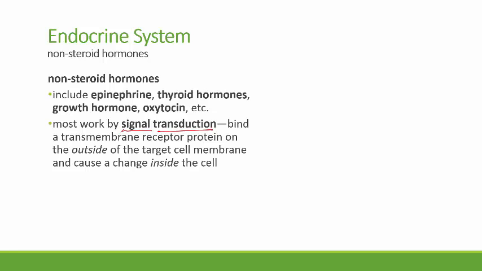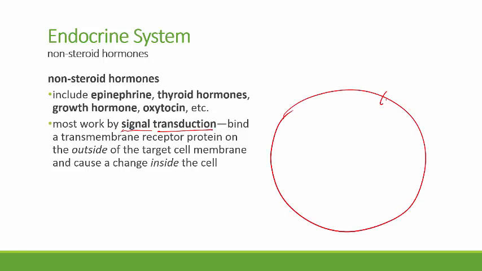Signal transduction means that if this is the cell, and we have a receptor here that has a surface both inside and outside the cell, when the hormone binds here at what's referred to as the binding site, which is on that receptor protein outside the cell, it causes a change here at the activity site that will result, eventually, through a series of changes, in a change inside the cell.